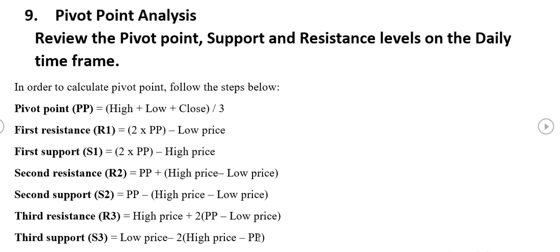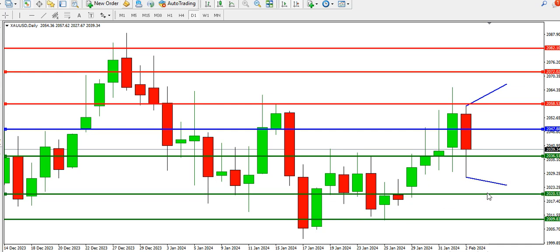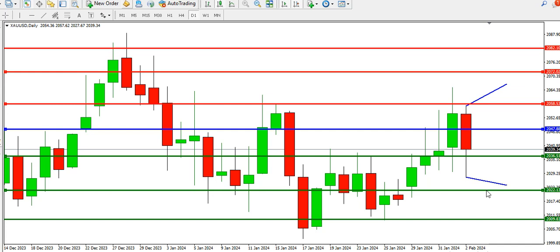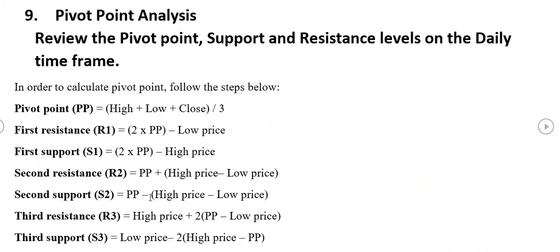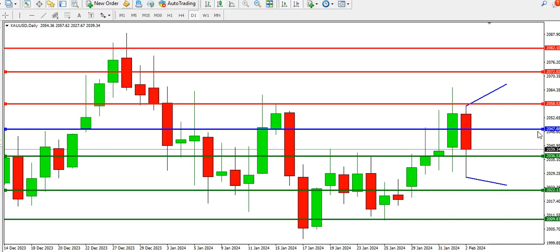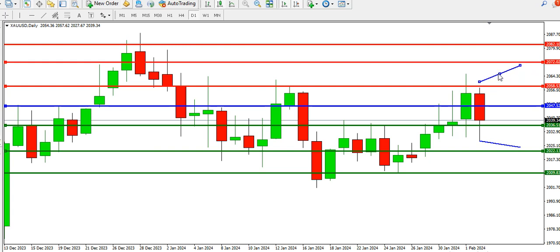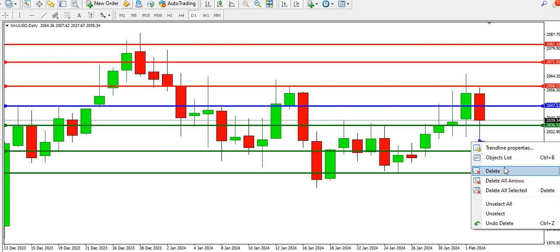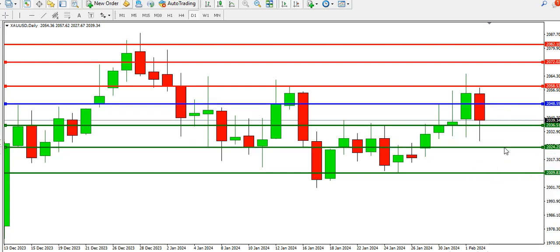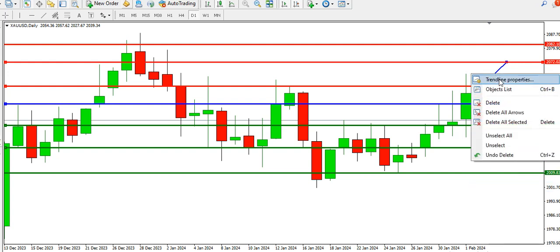To calculate support 2 on the chart, this is our second support. The calculation is pivot point minus high price minus low price. Going back to the chart, this is the pivot point, minus the high price, around here, this high price 27.50, minus the low price, this low price 27.67. That will give us the calculation for support 2.